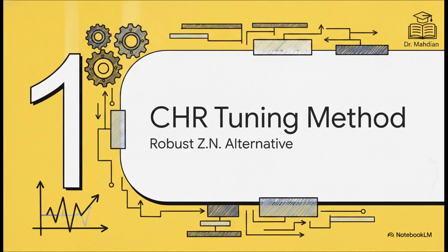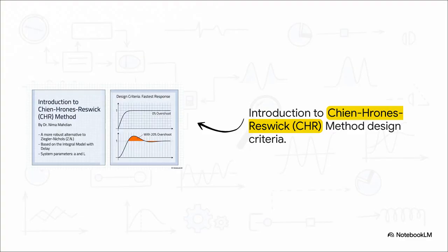Section 1. The CHR tuning method. Let's start with the Chien, Hrones, Reswick, or CHR method. This is basically designed to be a much more robust alternative to your classic Ziegler-Nichols approach. Built on an integral model with delay, CHR doesn't just lock you into one path. It actually lets you target the fastest possible response with either a strict 0% overshoot or, if you're feeling slightly more aggressive, a 20% overshoot, all depending on your system's tolerance.